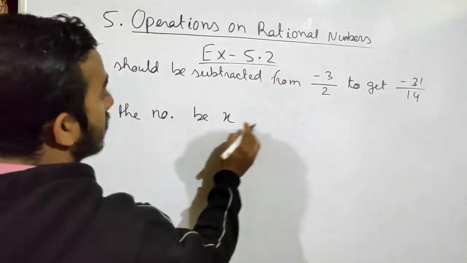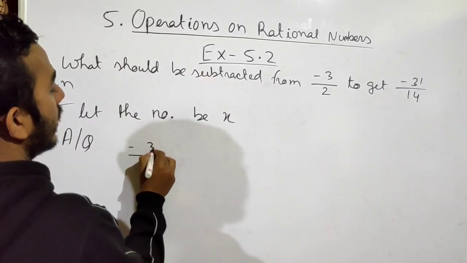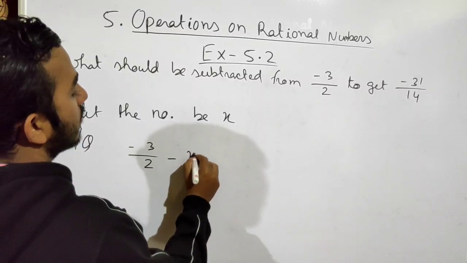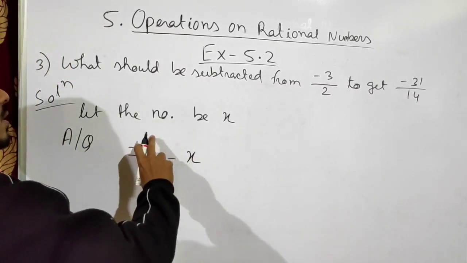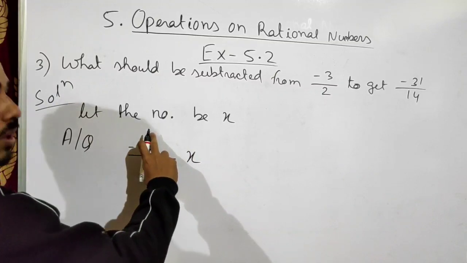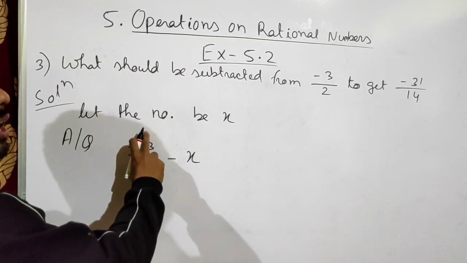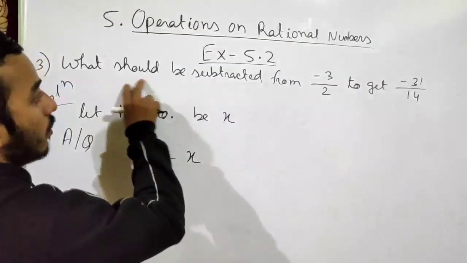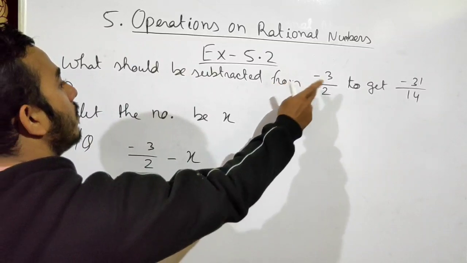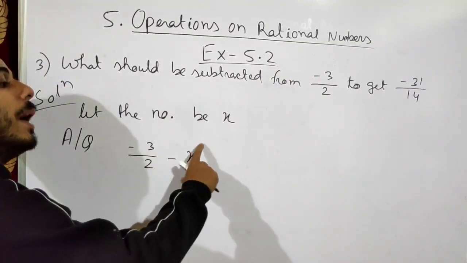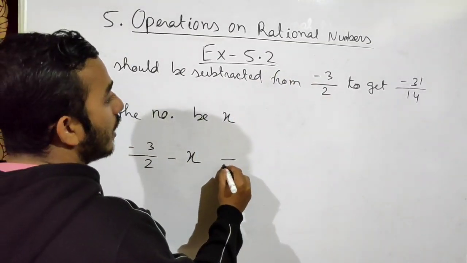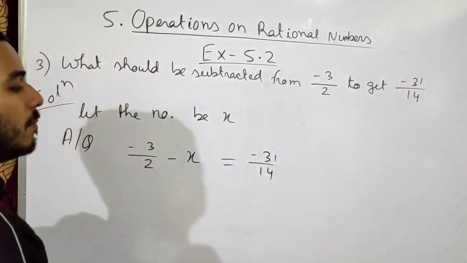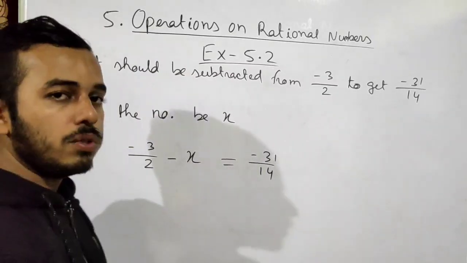So according to the question, what should be subtracted from this? From minus 3 by 2 we have to subtract x, isn't it? So it will be minus 3 by 2 minus x. Just as earlier, 4 from 6 was 6 minus 4, the question is what should be subtracted from minus 3 by 2 to get the result minus 31 by 14. Clear?